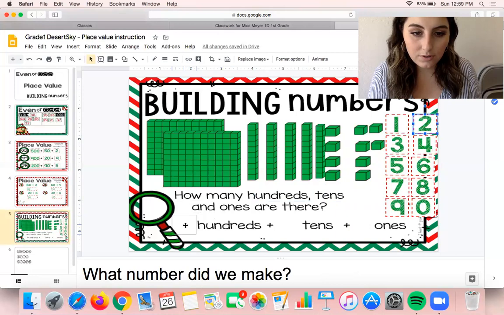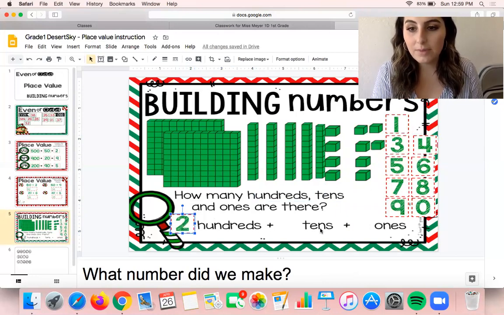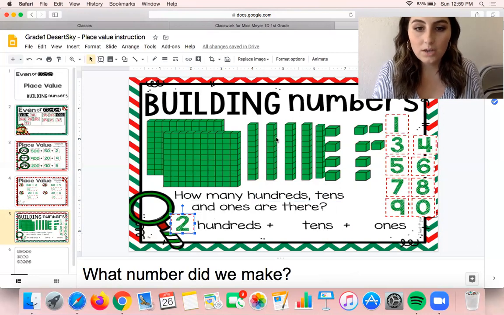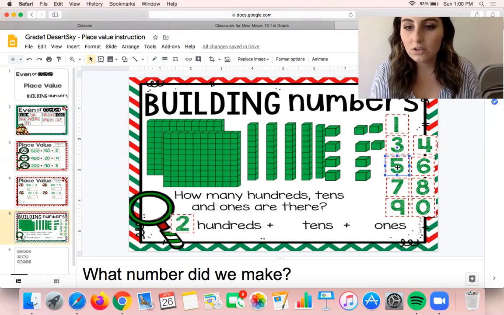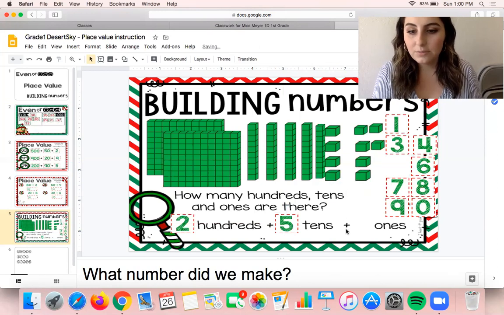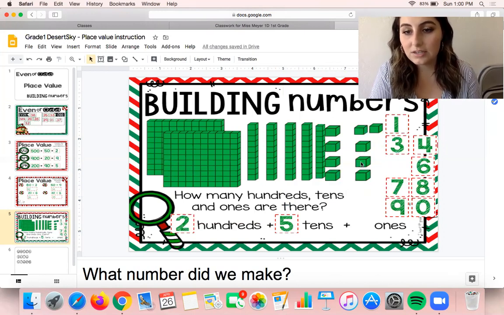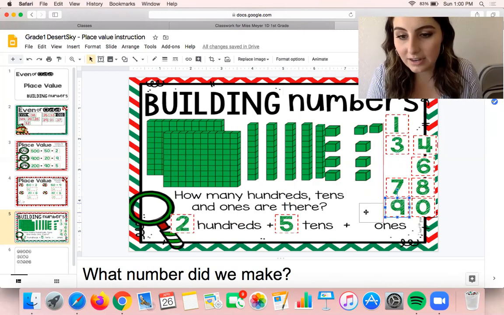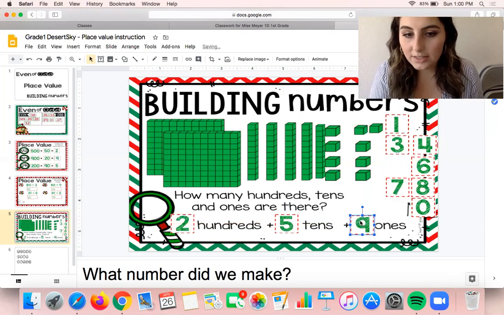I'm going to move my 2 in front of hundreds, plus my tens. Now I need to count my 10 sticks. 1, 2, 3, 4, 5 tens. So I take my 5 and put it in my tens spot. And last is my ones. So now I need to count my ones cubes. I have 1, 2, 3, 4, 5, 6, 7, 8, 9 ones. So I take my 9 and put it in my ones.